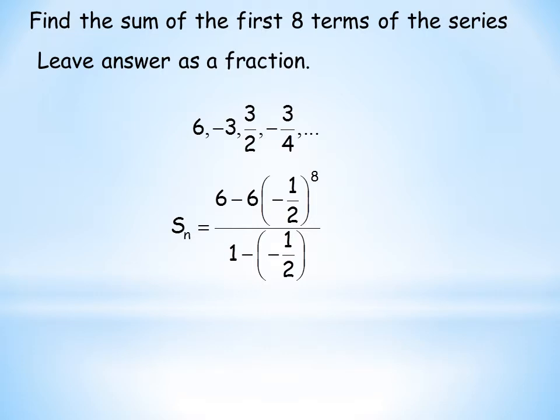So my first term is 6. My common ratio is negative 1/2. It asked me for the first 8 terms, so n is 8. And I just put this all in my calculator. It asked to leave it as a fraction, so the reduced fraction would be 255 over 64.